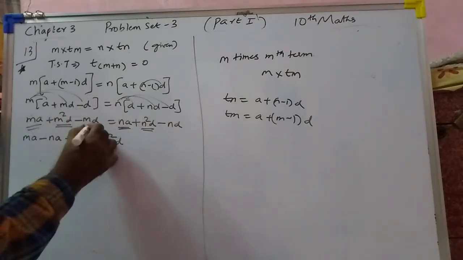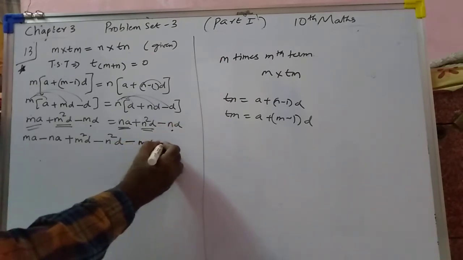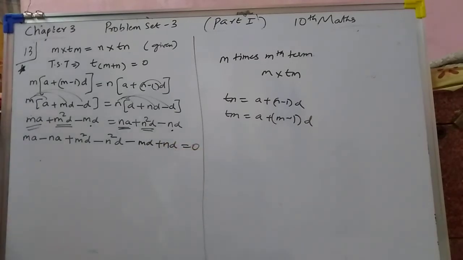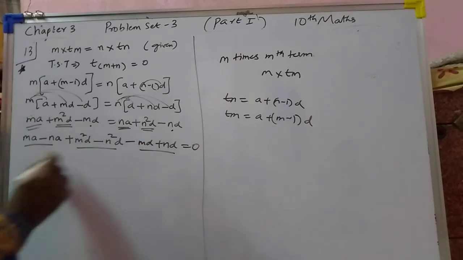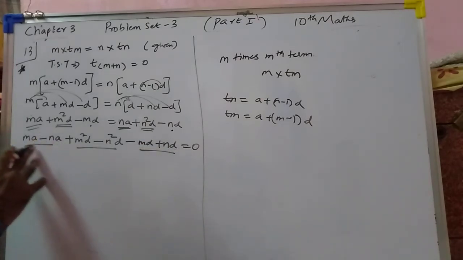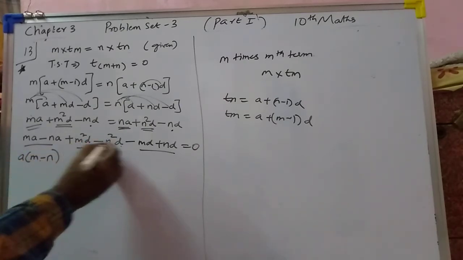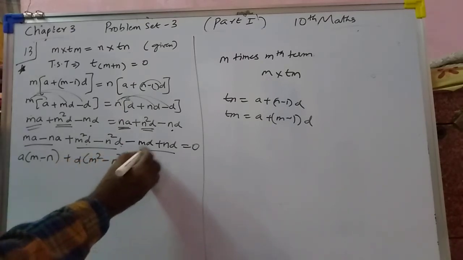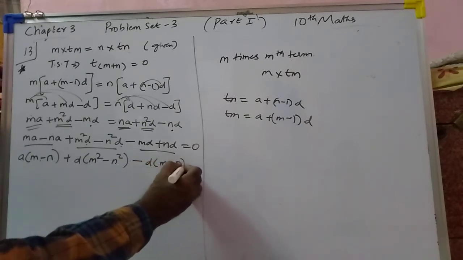Take this also. That will become −md. It will come this side, it will become +nd, is equal to 0. Now take common. I think a is common, you will get like this. Here d is common, m² − n², and here also d is common, take d out, (m − n) is equal to 0.